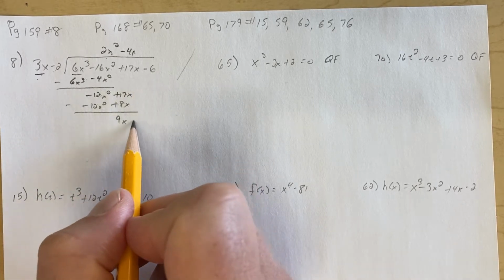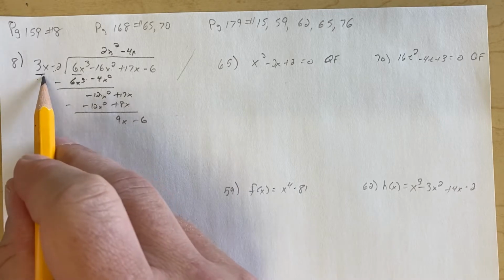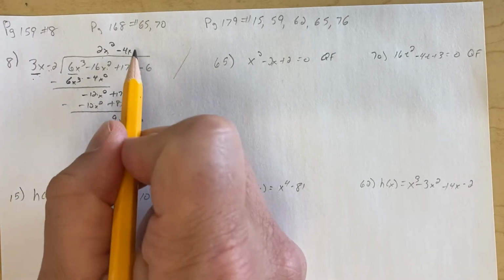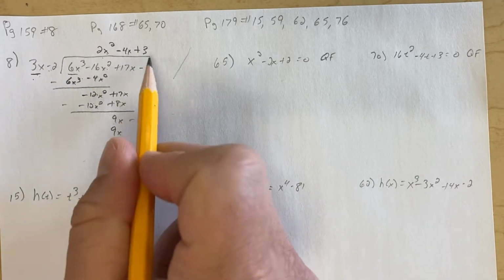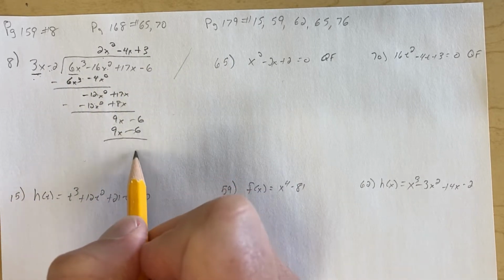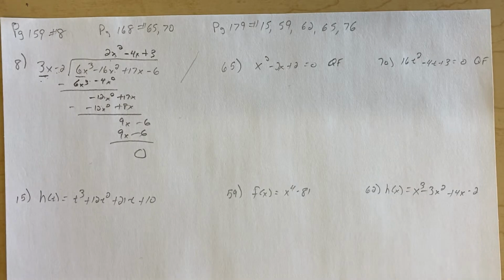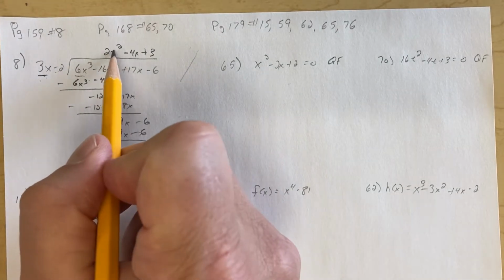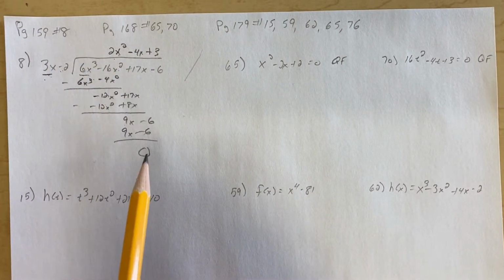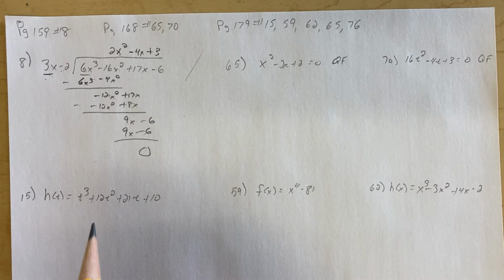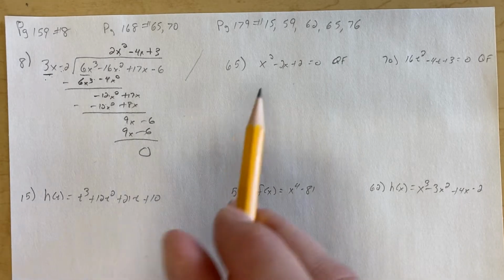Now bring that negative 6 down. What do I have to multiply 3x by to make it equal 9x? And that would be positive 3. Multiply, multiply, and look at that. We get a remainder of 0. So no remainder. That would be our answer, 2x squared minus 4x plus 3. When we work with zeros or roots, we always want to have a remainder of 0. That's what kind of confirms that indeed we are working with a root.